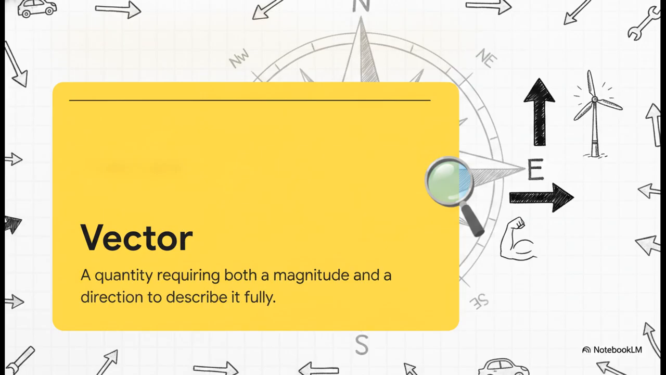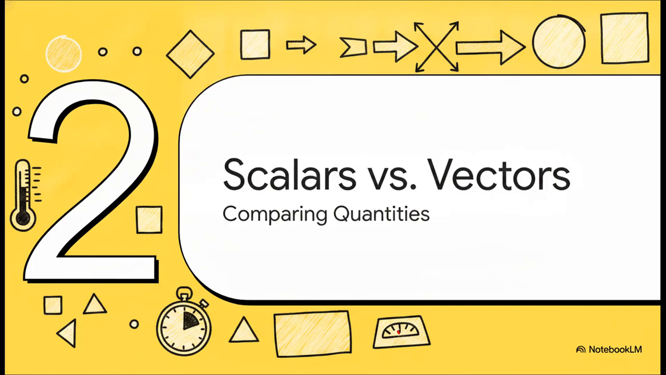Engineers almost always represent this graphically as an arrow. The length of that arrow is your magnitude, and the way the arrowhead points dictates the path. So whether it's a 20 kilometer per hour wind blowing north or a 100 Newton force pushing eastward, the amount and the direction are permanently linked. It's a package deal.